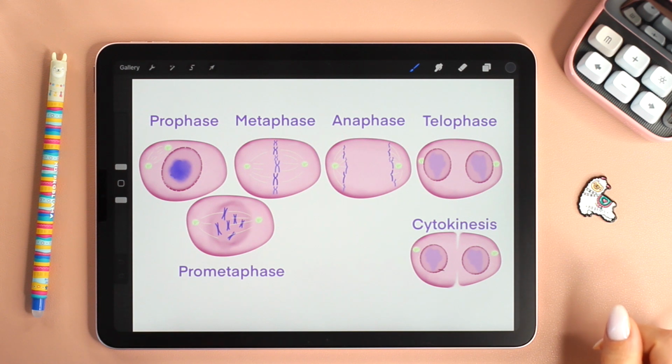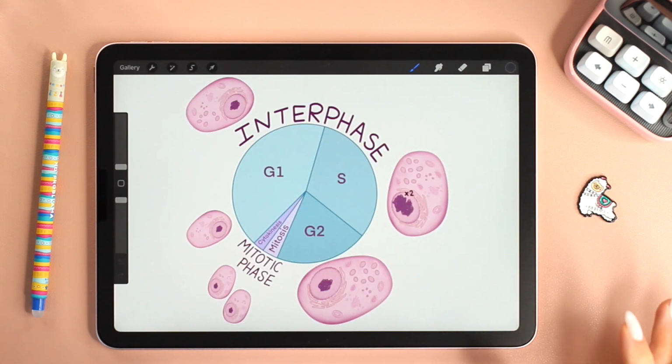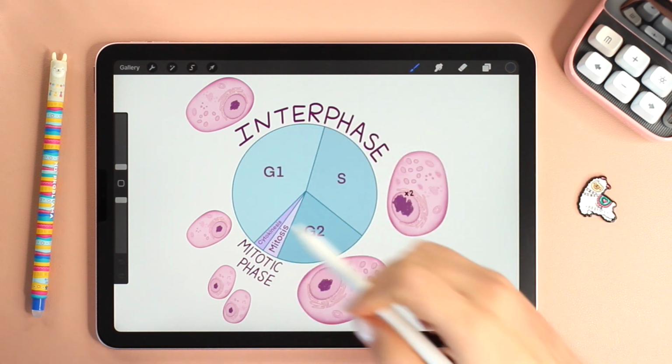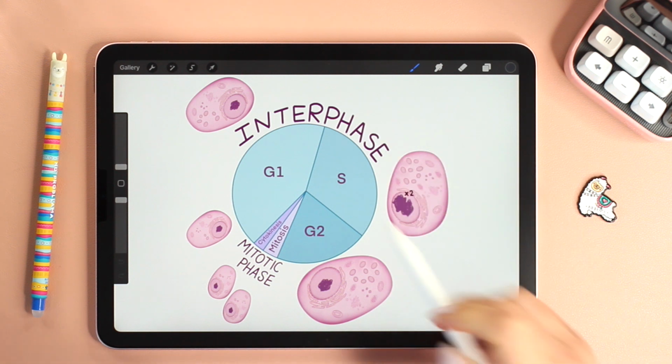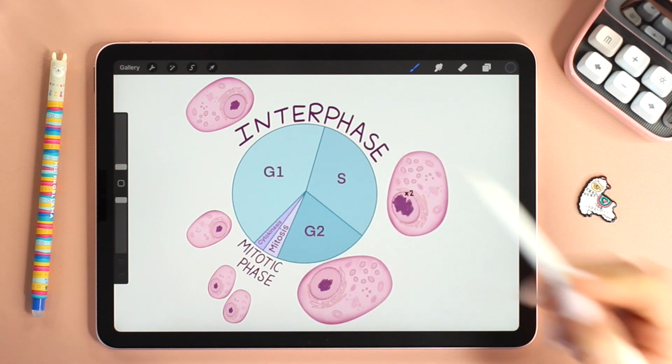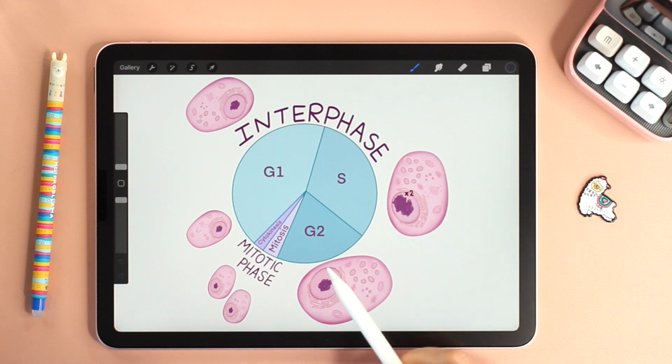In today's video, we will explore the stages of mitosis. Before we start with the mitotic phase, let's quickly review the cell cycle. Remember that the cell spends almost 90% of its life in interphase, which includes G1, S, and G2.